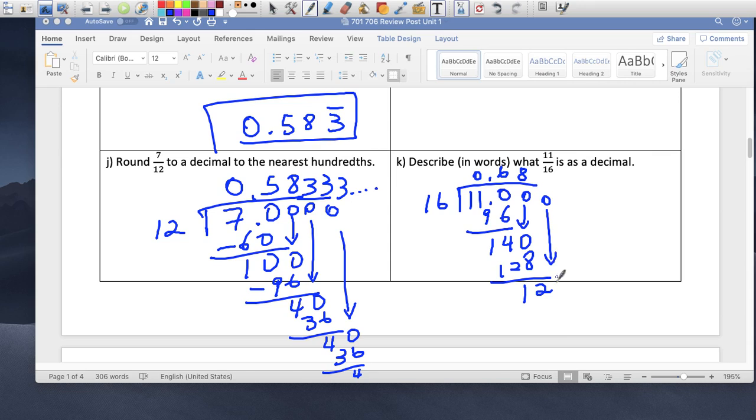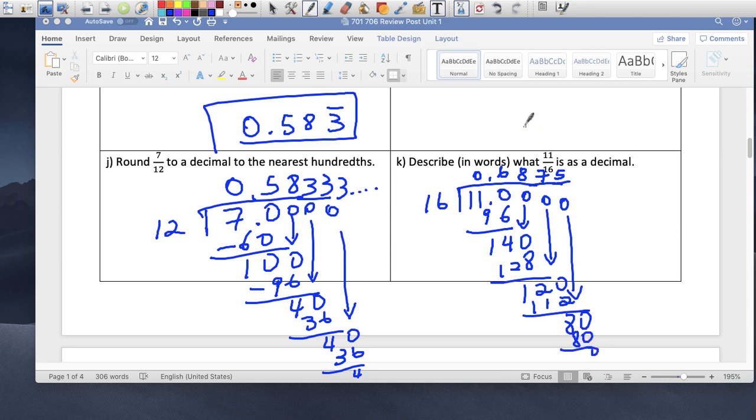Bring a 0 down. 16 goes into 120 7 times. 7 times 6 is 42, carry the 4, 112. So we're going to have 8 left over. Bring a 0 down. 16 goes into 80 5 times.